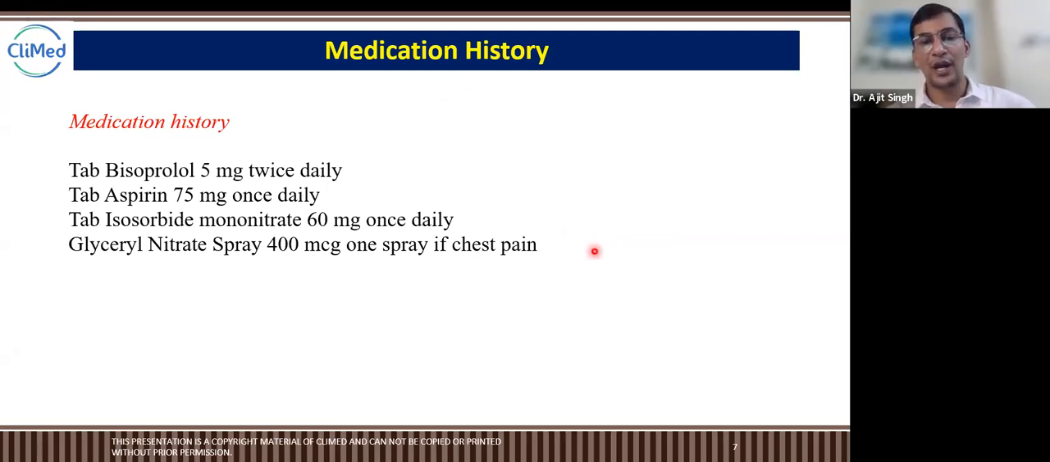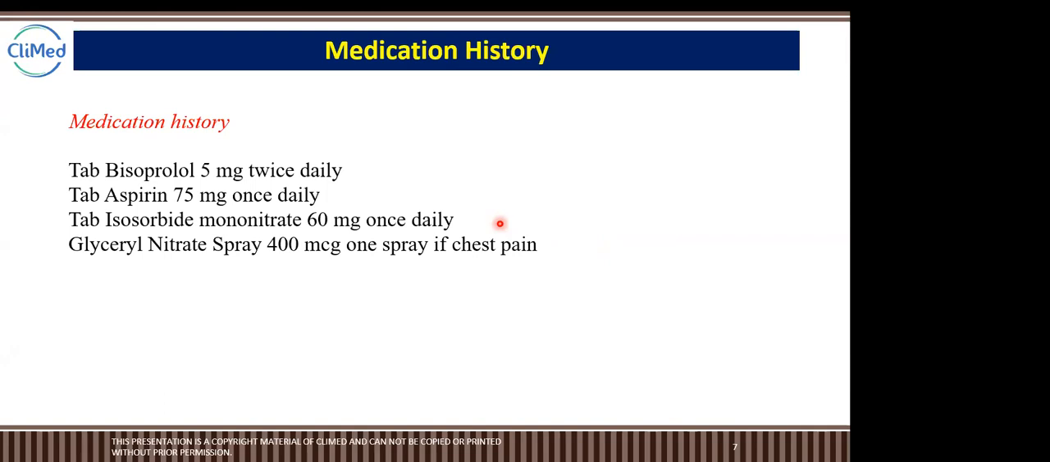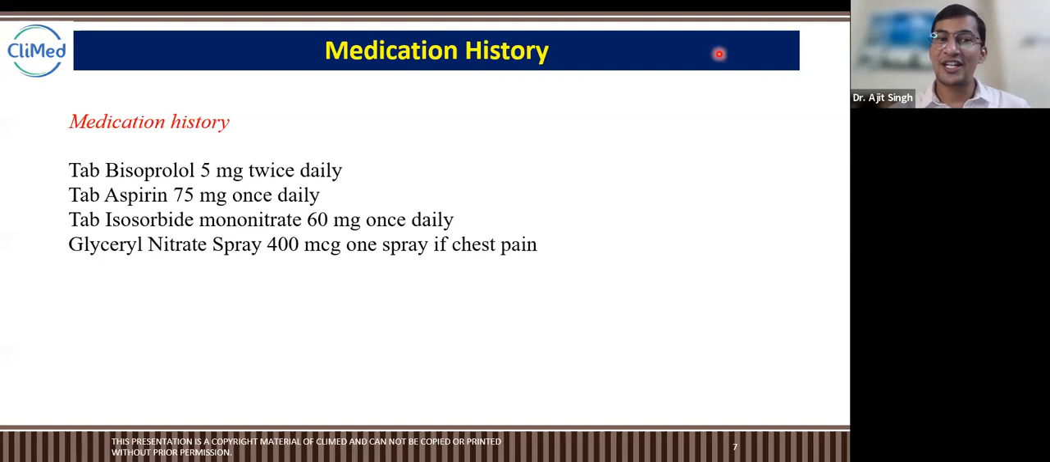Okay, now my next question to you guys: what should we add now? I have a doubt. Yes, please, Dr. Vikas. It's actually that isosorbide dinitrate plus hydralazine combination is recommended in heart failure, but why is mononitrate alone not recommended? That is my doubt. My question here is about this medication history: what should we change and what should we add on?